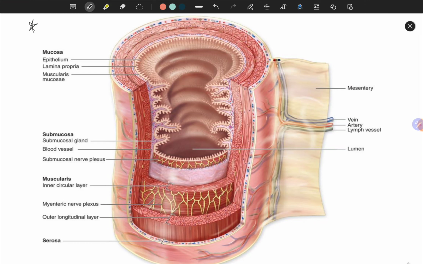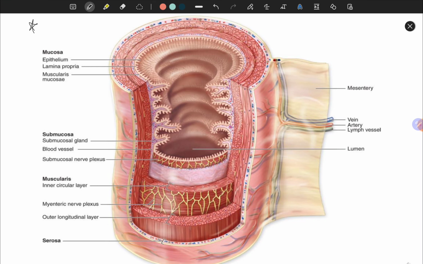So this was the epithelium, the mucosa. Beneath it is the submucosa. The submucosa usually contains the submucosal glands, blood vessels, and nerve plexuses. For example, here in the longitudinal section, you can see this yellowish network structure. This represents the submucosal nerve plexus.